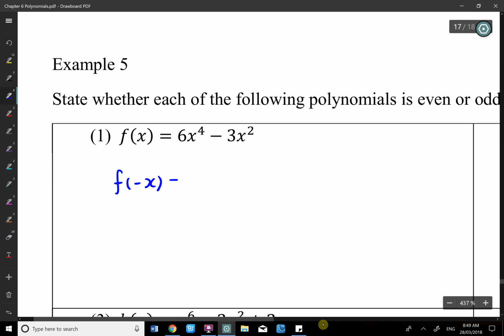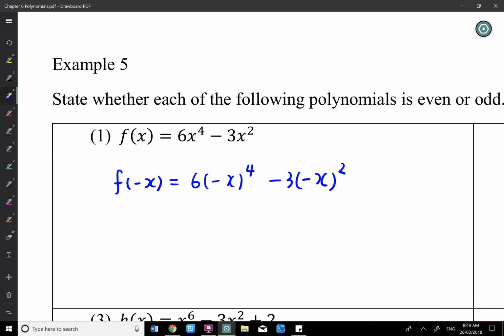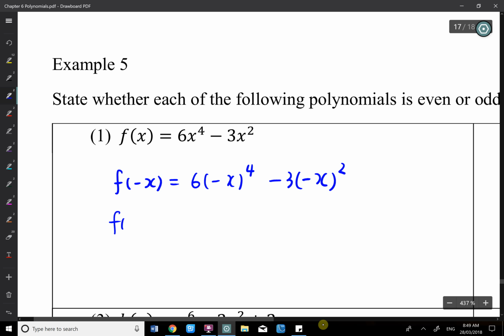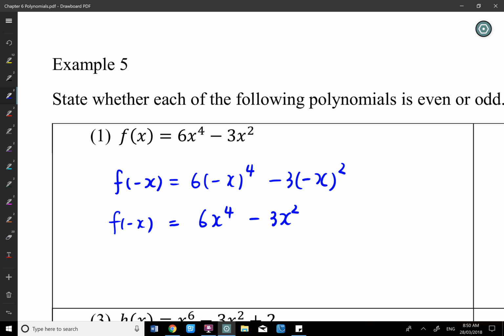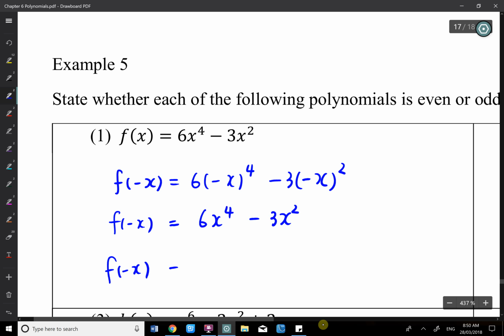So f(-x) is 6(-x) to the power of 4 minus 3(-x) to the power of 2. That's substitution: instead of substituting 2 or 4, we substitute negative x. That equals 6x to the power of 4 minus 3x to the power of 2, because with the even powers the negatives cancel and it's still the same. Can you see f(-x) equals f(x)?